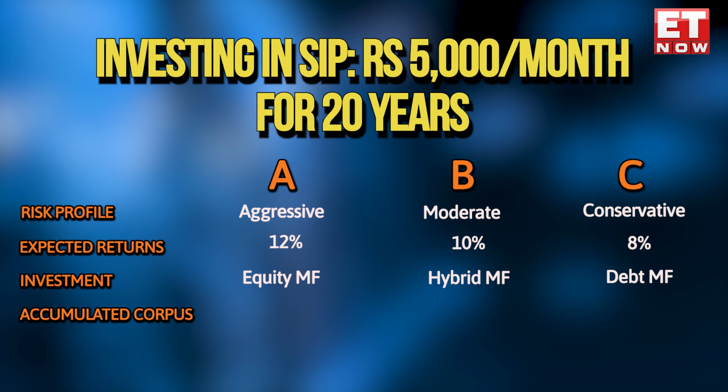As per this calculation, the accumulated corpus after 20 years for A will be over 49 lakhs, B will be over 38 lakhs and C will be over 29 lakhs. So higher the risk, the more returns you get.